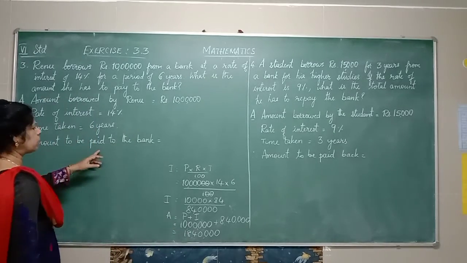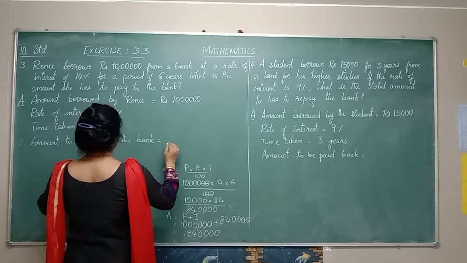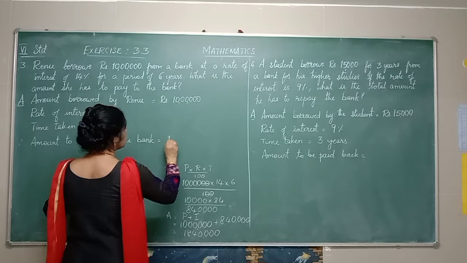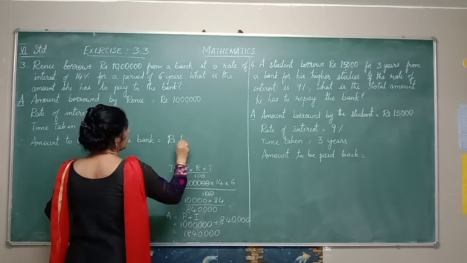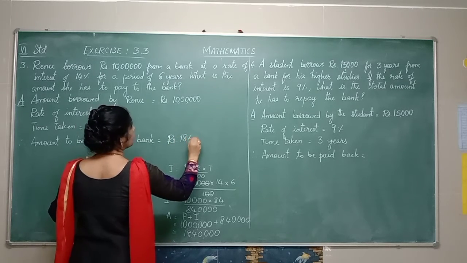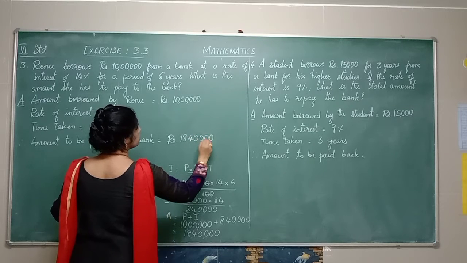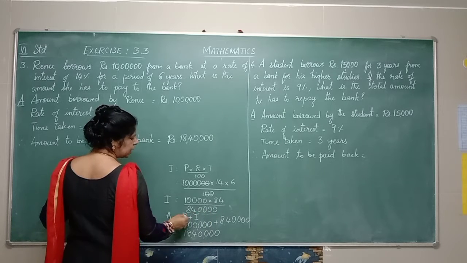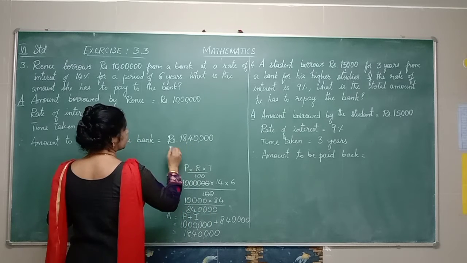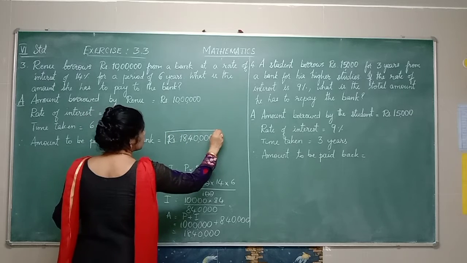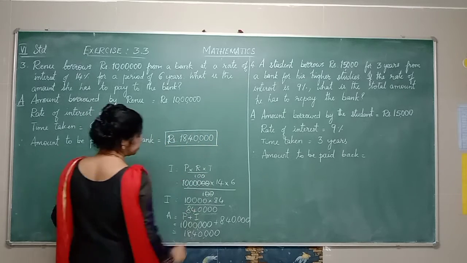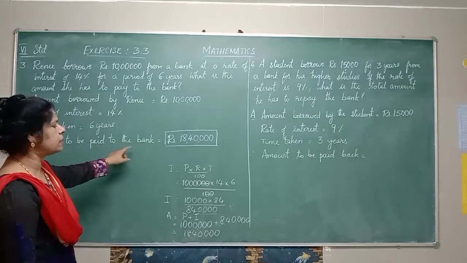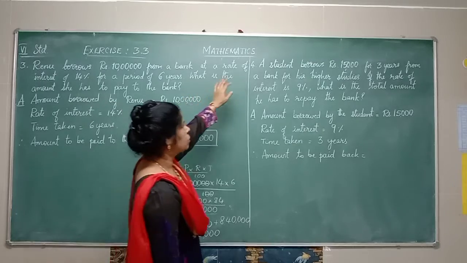So the amount to be paid to the bank is principal plus interest, that is rupees 18 lakh 40,000. This is the amount. And the interest she has to pay is actually 8 lakh 40,000. Understood? So this is your answer. So amount is nothing but principal plus interest. Now let us go for the next one.